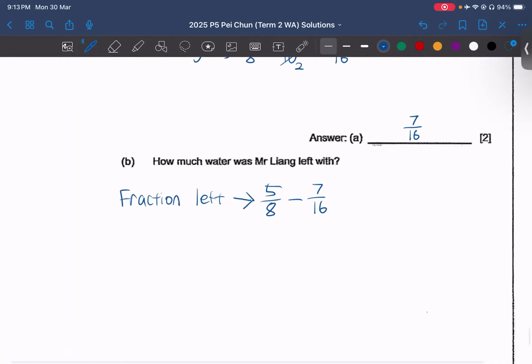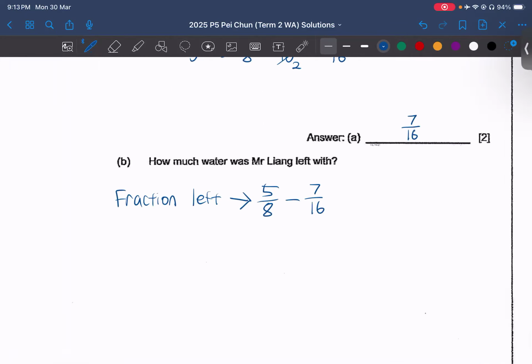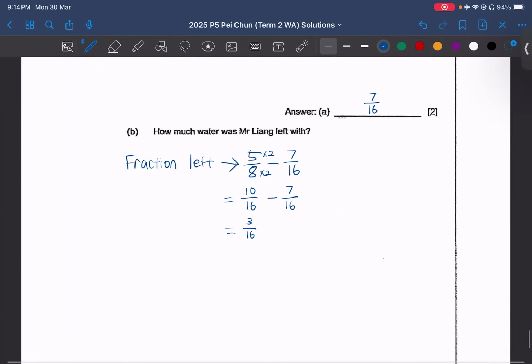Once again, they are unlike fractions, so we can make the denominators the same. In this case, the LCM of our denominators, 8 and 16, would be 16. So for this 5/8, we need to multiply by 2 to both numerator and denominator. We will get 10/16 minus 7/16, which will give me 3/16. So this is the fraction of water that he's left with.